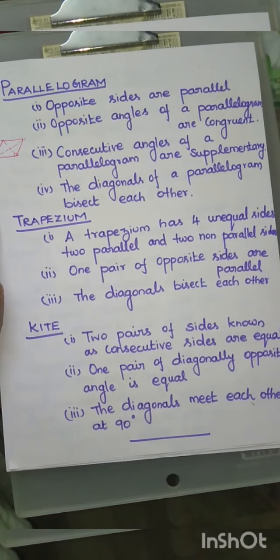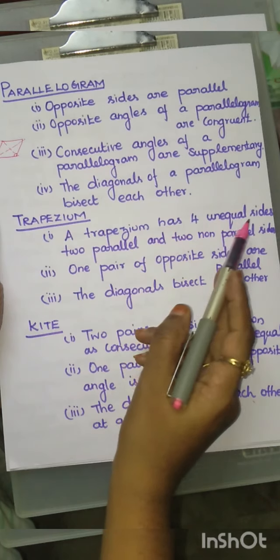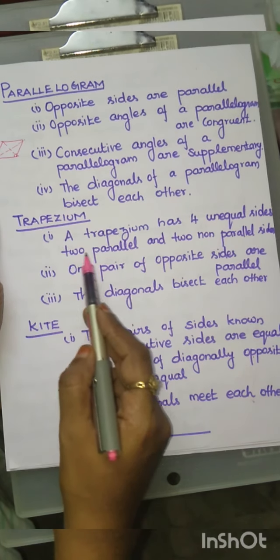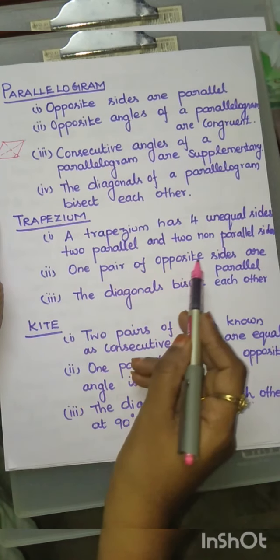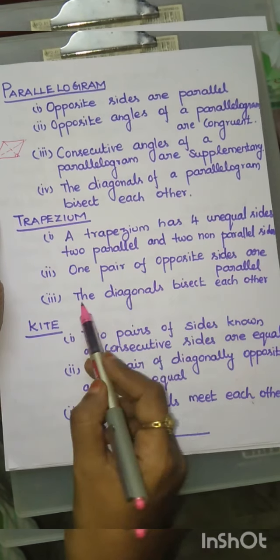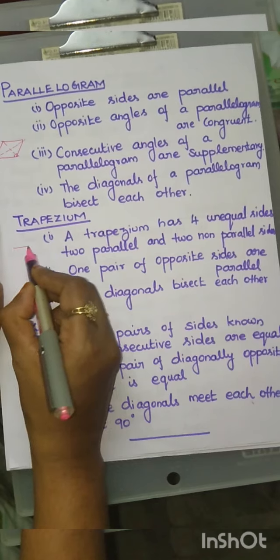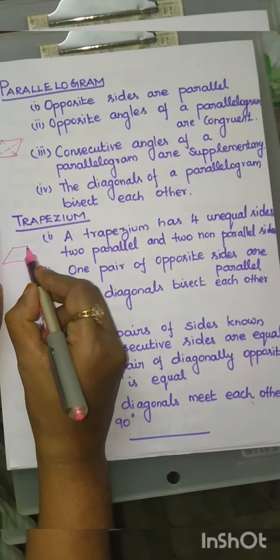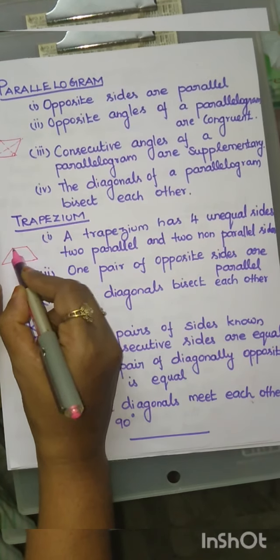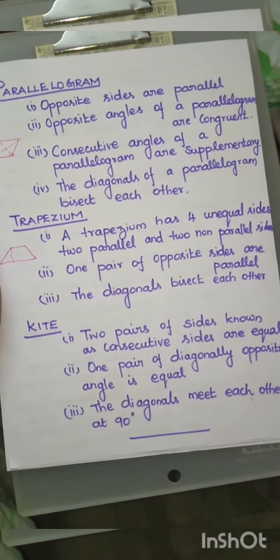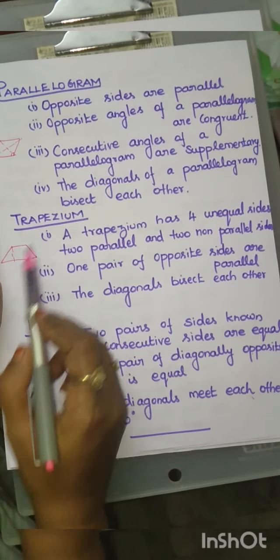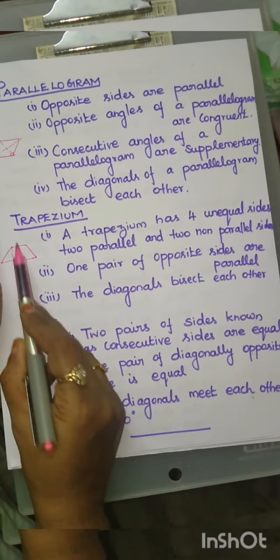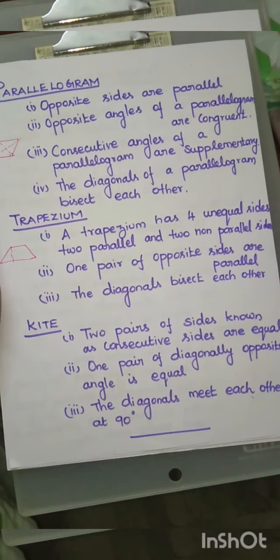The next one, trapezium. A trapezium has four unequal sides, two parallel and two non-parallel sides. One pair of opposite sides are parallel. The diagonals bisect each other. Okay. For a trapezium, we have two parallel sides and two non-parallel sides. One pair of opposite sides are parallel. The diagonals bisect each other.